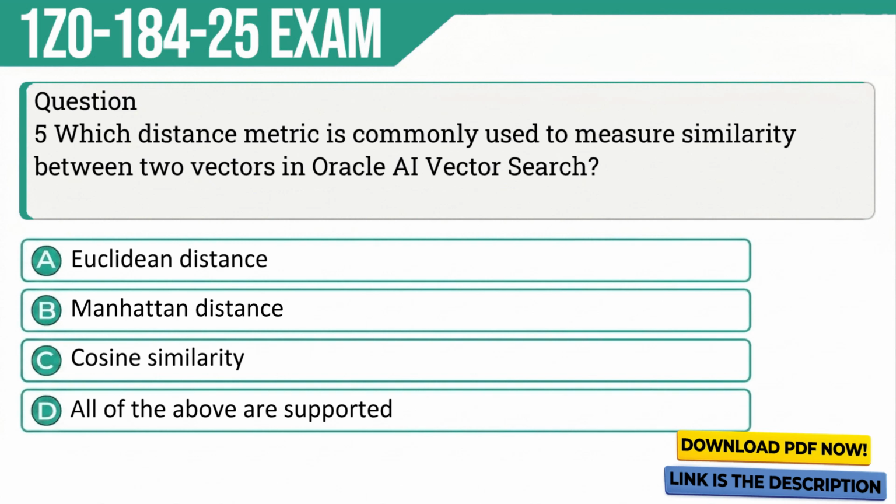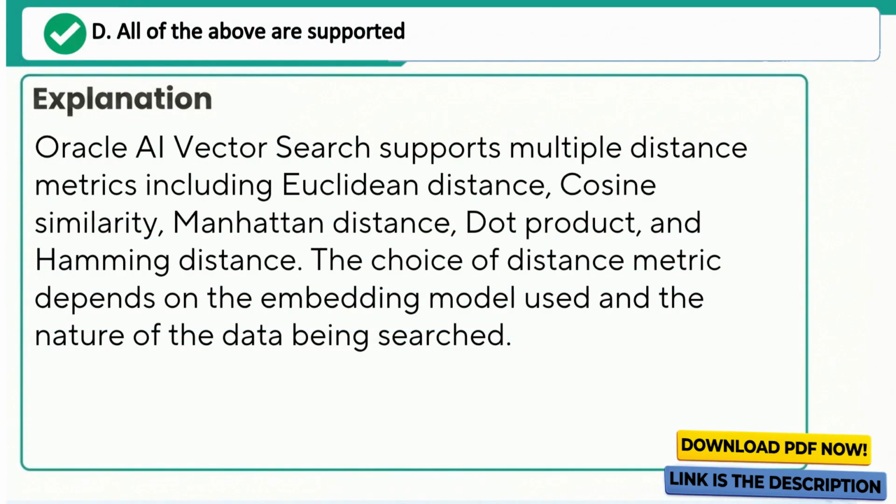Question 5. Which distance metric is commonly used to measure similarity between two vectors in Oracle AI Vector Search? A. Euclidean distance. B. Manhattan distance. C. Cosine similarity. D. All of the above are supported. Correct answer, D. All of the above are supported.